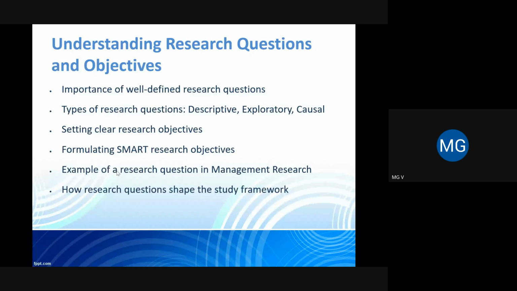Full form of SMART: S for, you must have gone through. Objectives must be specific. M for, objectives must be measurable. Right. A for, objectives must be.